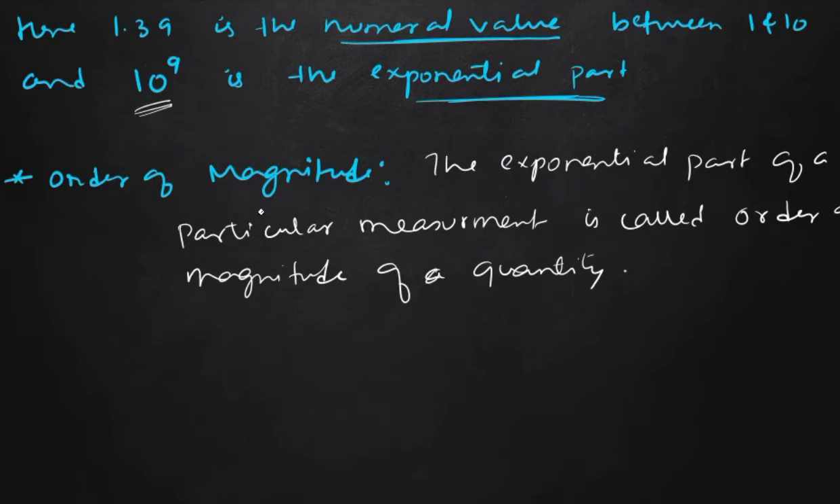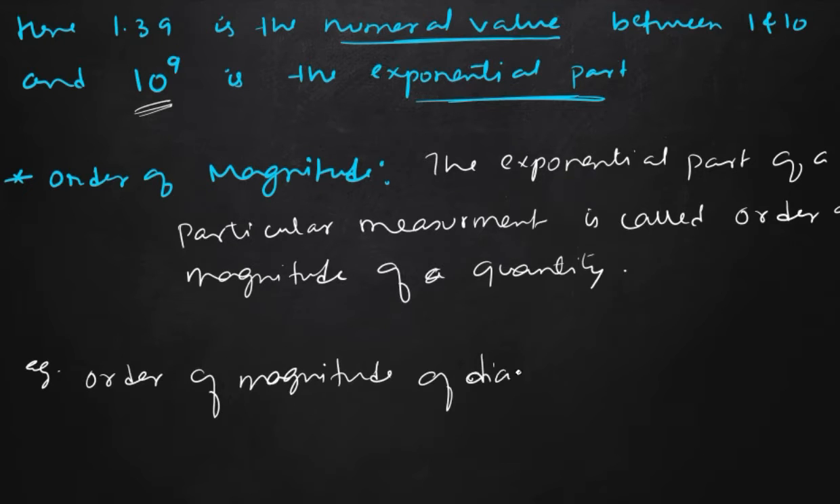So the diameter of the sun was 1.39 into 10 to the power 9 meter. So the order of magnitude will be 10 to the power 9. That is an example: the order of magnitude of the diameter of the sun is 10 to the power 9 meter.